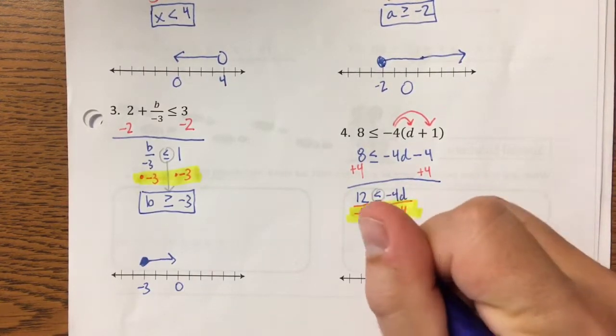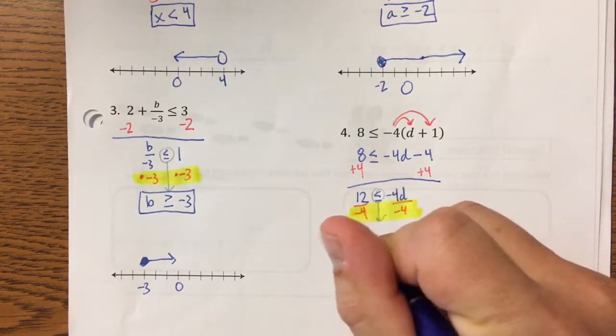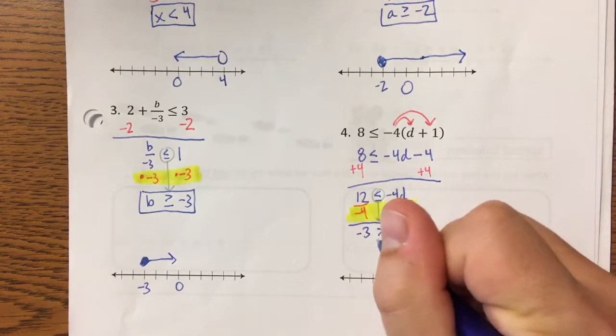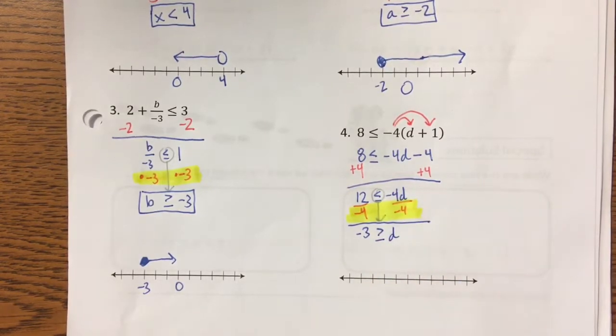All right, so that gives me, let's see here, -3 is greater than or equal to d. Yeah, so I want the variable on the left-hand side. So I'm just going to reverse the whole thing. I'm going to write an equivalent statement. I'm not going to change what it's saying. I'm just going to rewrite how I'm saying it.